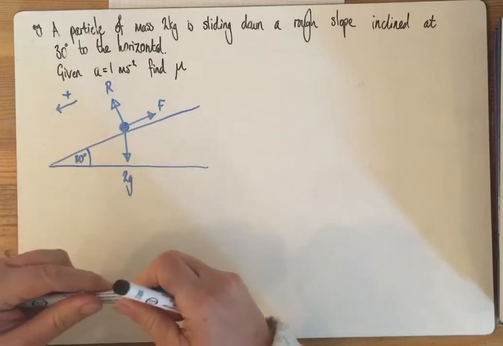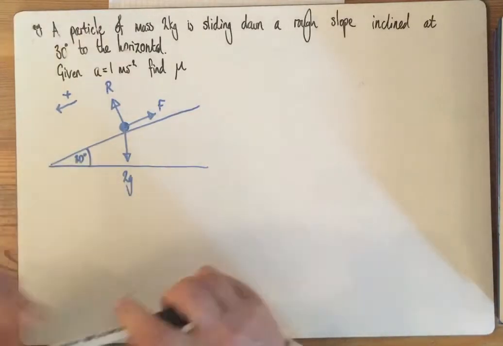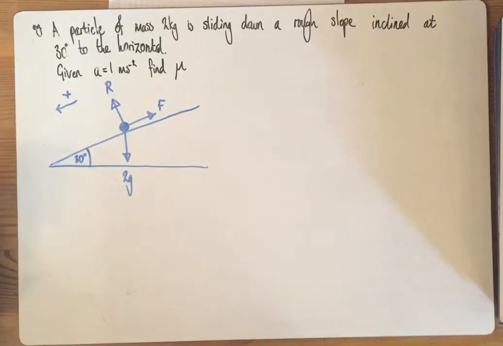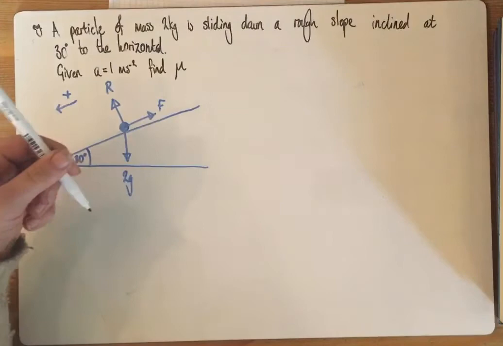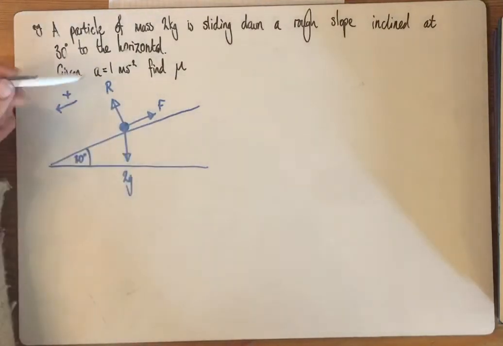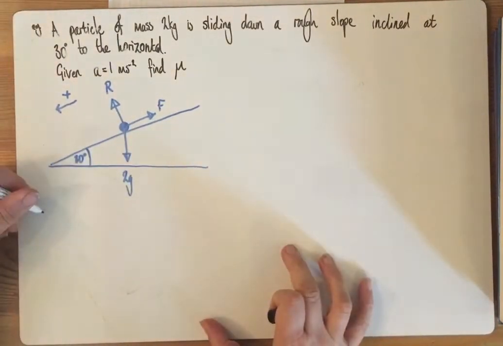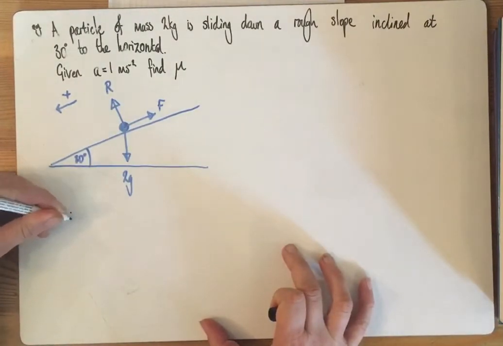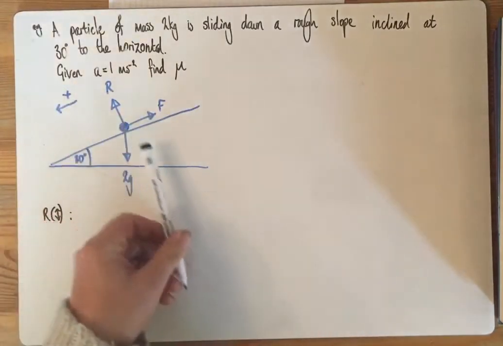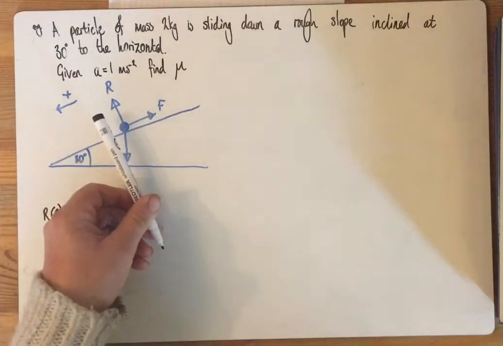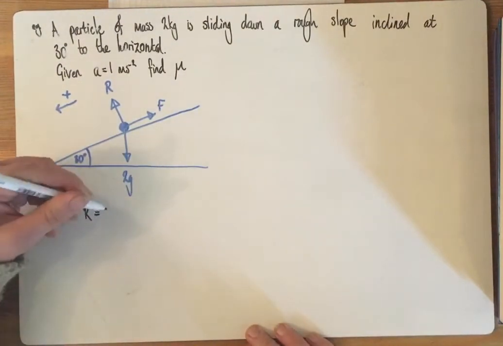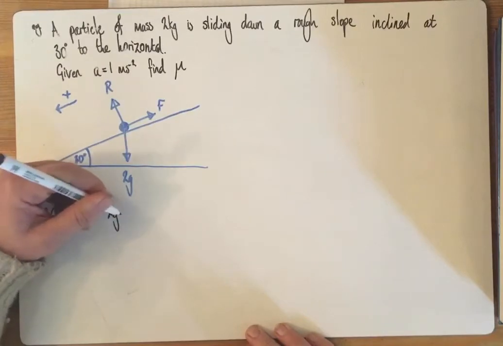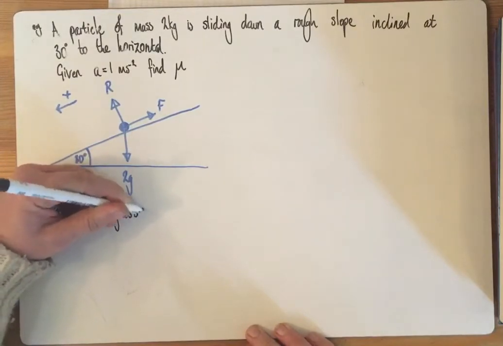We're looking to find the coefficient of friction. So we're looking at resolving either parallel or perpendicular to the slope. If we resolve perpendicular, we can find this reaction force. So resolving perpendicular, the motion's parallel, so the perpendicular forces are in equilibrium. So R, acting that way, is going to equal 2g cos 30.